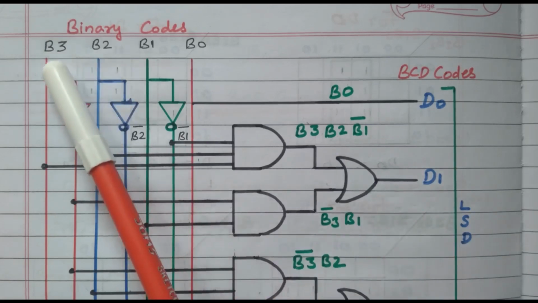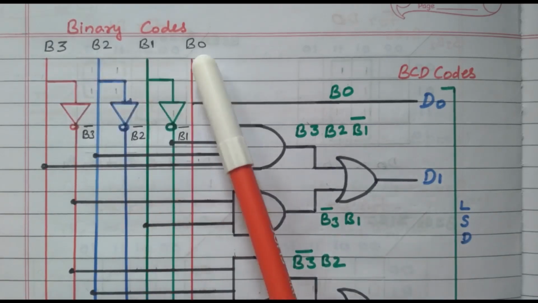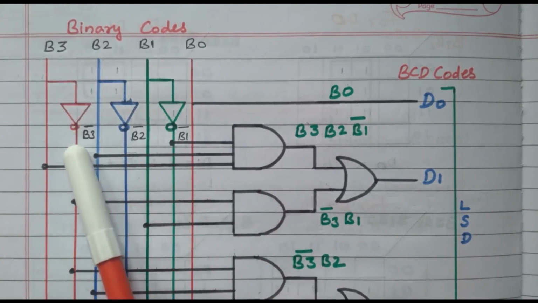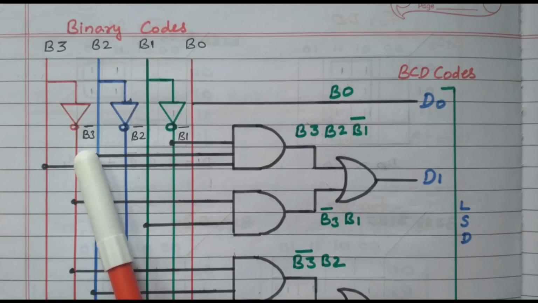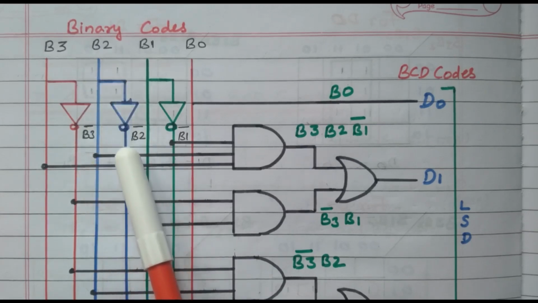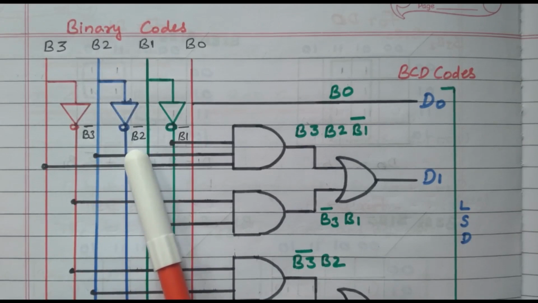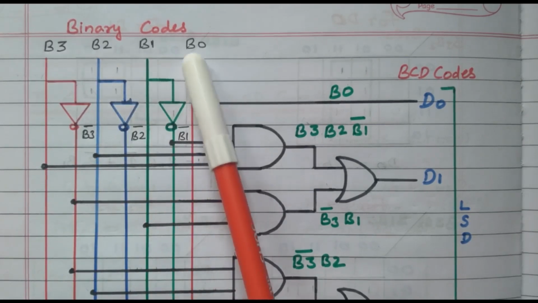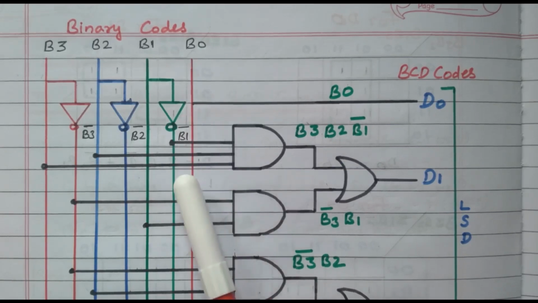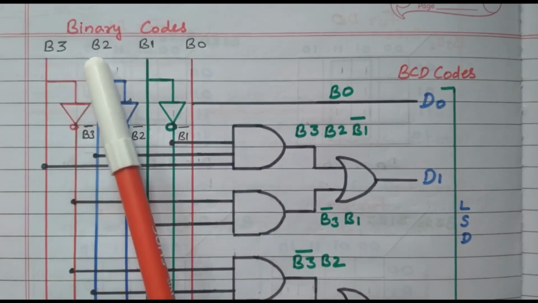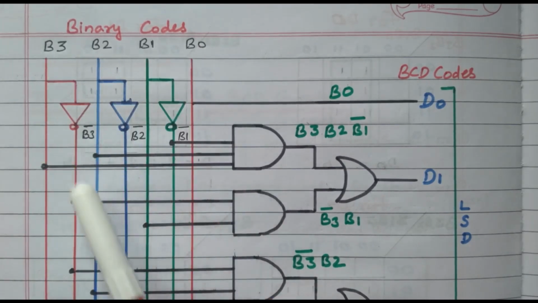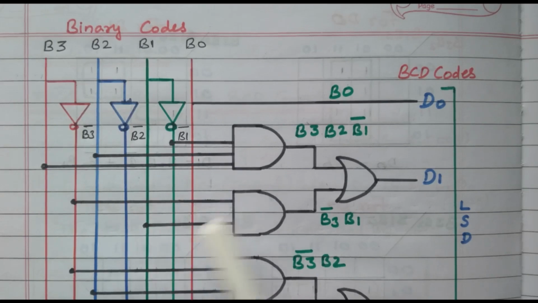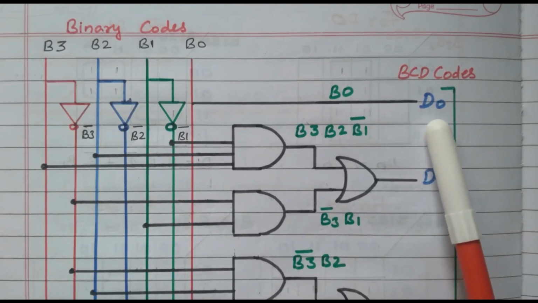So the binary code we have is B3, B2, B1 and B0. From B3 a tapping is taken and connected to a NOT gate, so that we get B3 dash. Similarly, B2, one more NOT gate, so we get B2 dash. B1, one more NOT gate is connected, B1 dash. B3 dash is not needed. Right. So we have B3, B2, B1 and B0, and by using NOT gates, we have B2 dash and B1 dash. Right. So first the BCD code D0.